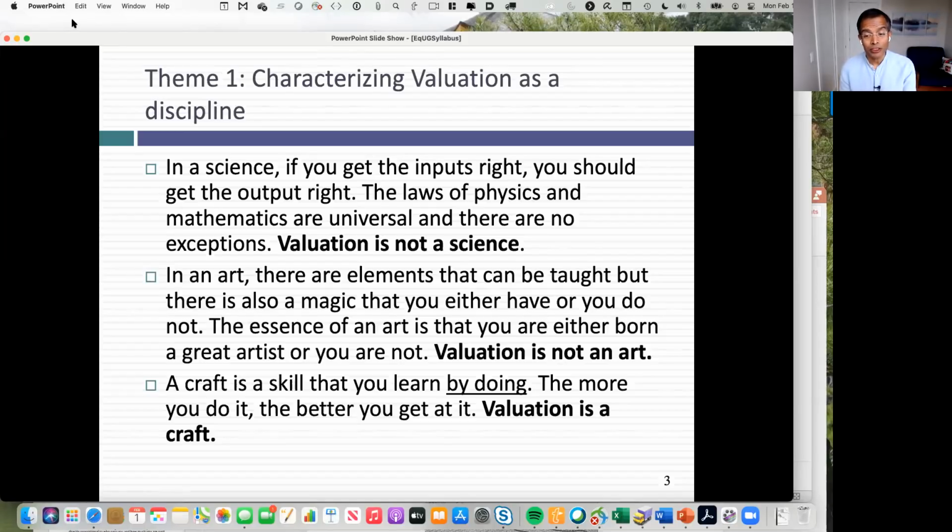Thank God valuation is not an art, or I wasted 35 years of my life trying to teach something that cannot be taught. So it's not a science, it's not an art. What the heck is it? I'll give you the word I use to describe it. It's a craft.